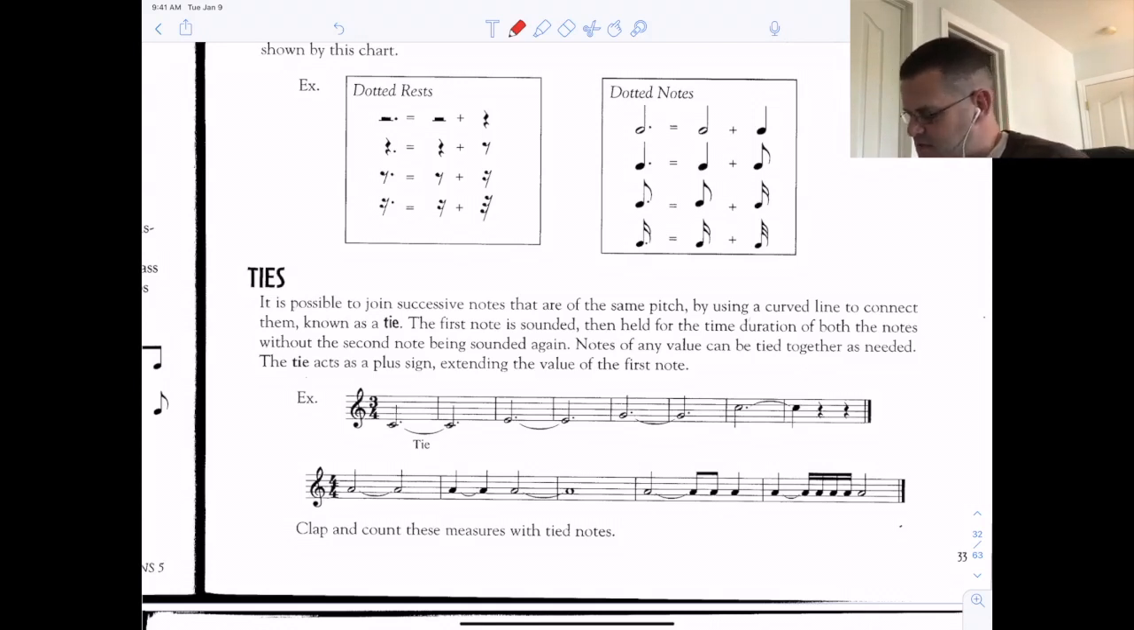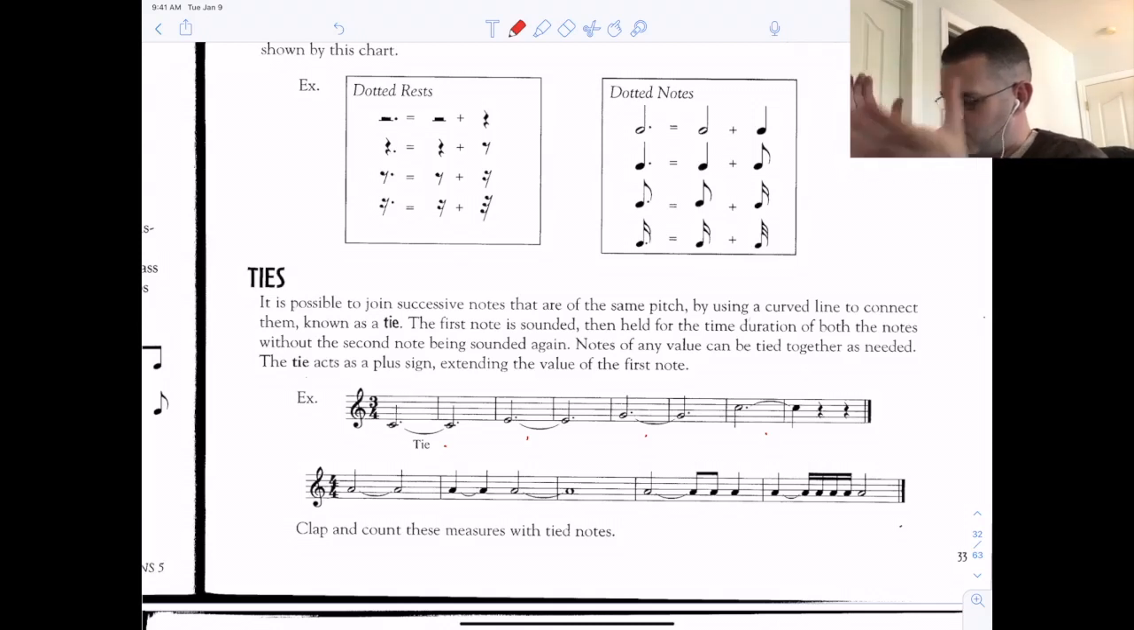Okay, so there's ties with 6 counts here, here, here, and 4 counts here. Clap and count these measures with tied notes. So it will go 1, 2, 3, 4, 1, 2, 3, 4, 1, 2, 3, 4, 1, 2, 3, and 4, 1, 2, and a 3, 4. Last 2 measures again, Mr. Wagnitz. 1, 2, 3, and 4, 1, 2, and a 3, 4. Better.